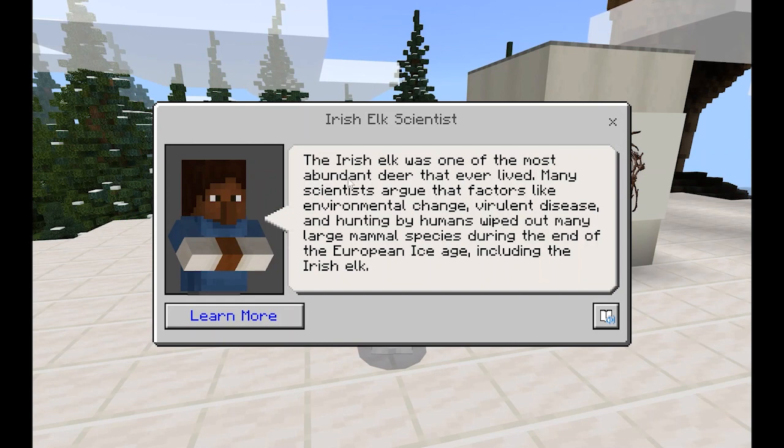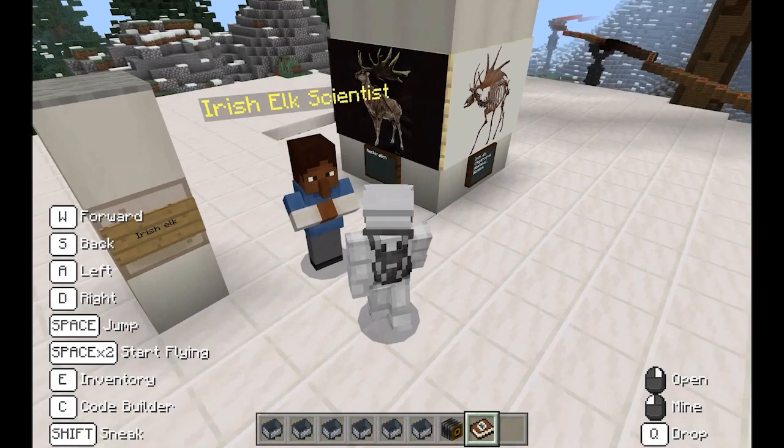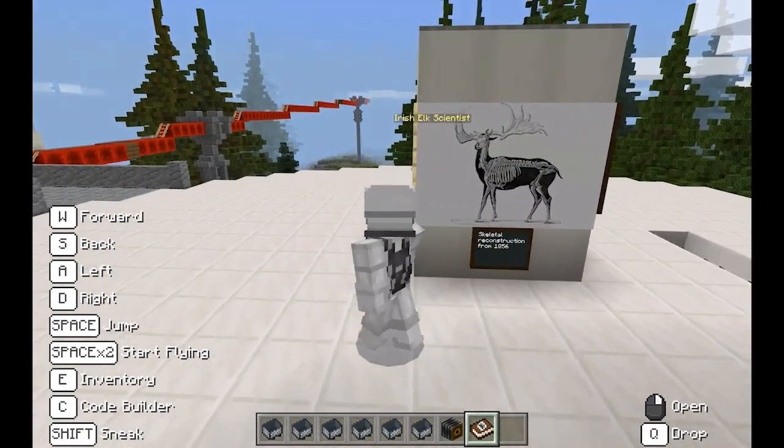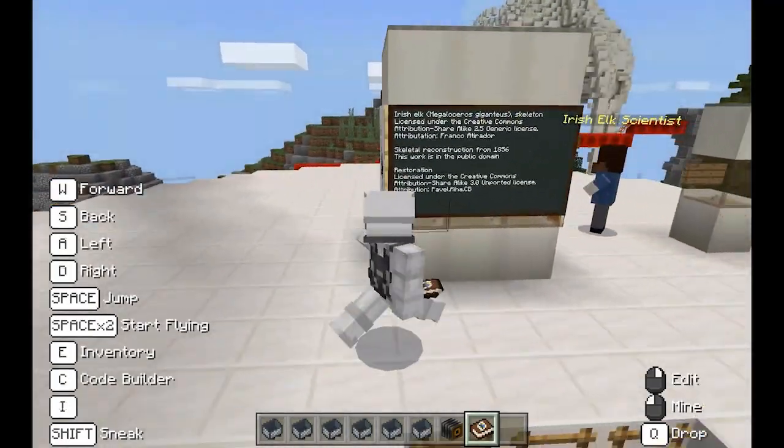So abundant right here means there was a lot of them. There was a lot of these deer. And right here it says virulent disease. So the scientist thinks that not only did their environment change, but they also might have had a disease that killed a lot of them, and they were hunted by humans. So all three of those things led to them being wiped out and becoming extinct. There's a skeleton of one. That's some crazy horns.